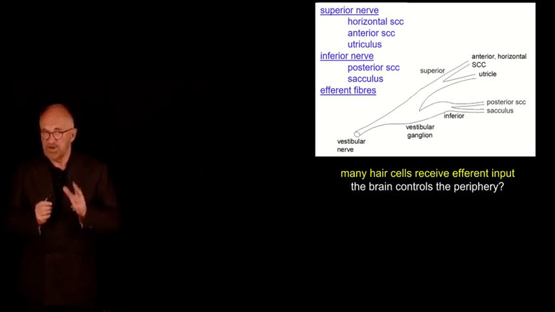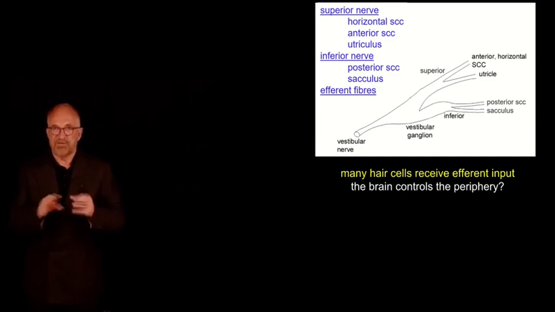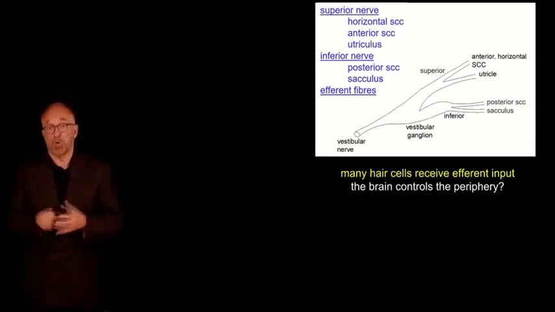5% of the fibers are efferent fibers, and we now know that these efferent fibers play a role in the sensitivity regulation of the peripheral hair cells. So what is central and what is peripheral?